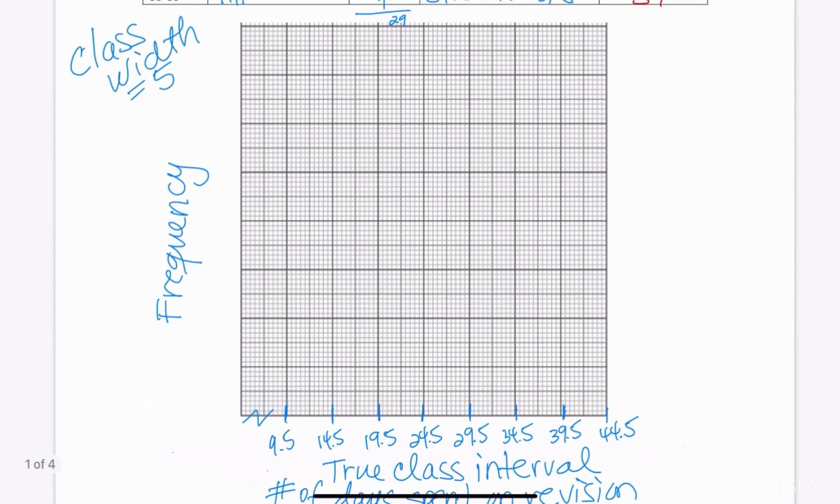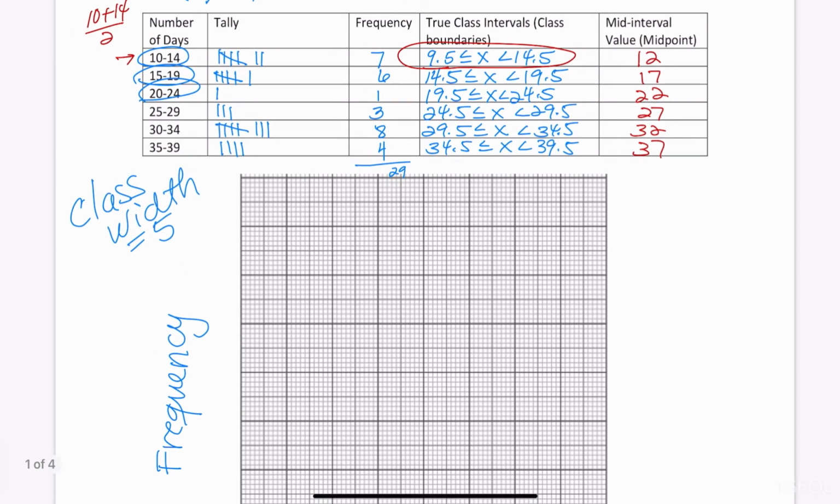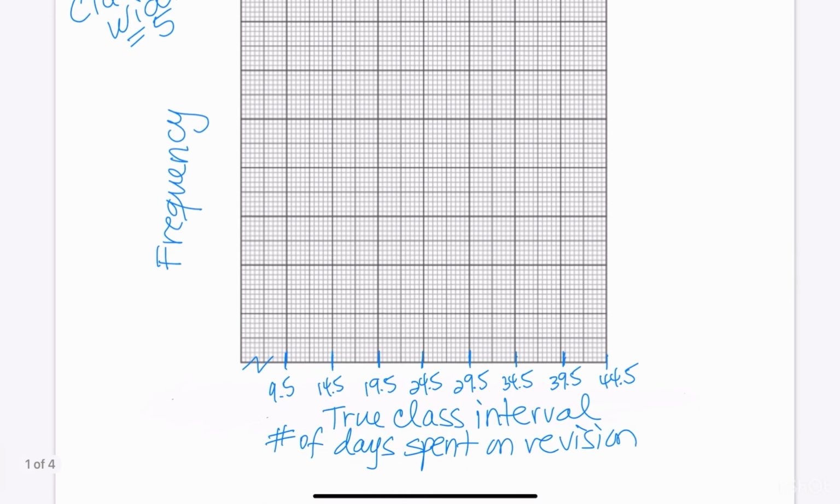So now I'm going to go ahead and create my bars. The first one goes up to 7. So let's go ahead and do the same thing. 1, 2, 3, 4, 5, 6, and 7. So my first bar is going to go from 9.5 to 14.5, and it's going to be up to 7.